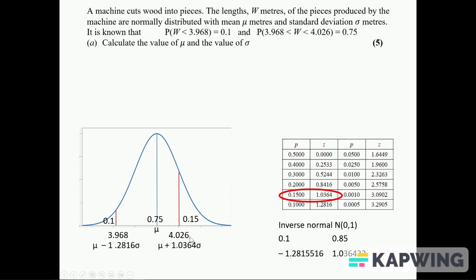which means that this 4.026 is the mean plus that many standard deviations, and I've got two equations. This equals this, and the other one as well, and then I can solve simultaneously. I'll do this one take away this one. Get this, get rid of the mu's, giving me that sigma is 0.025, stick it back into one of these, and get that mu is equal to 4.00.